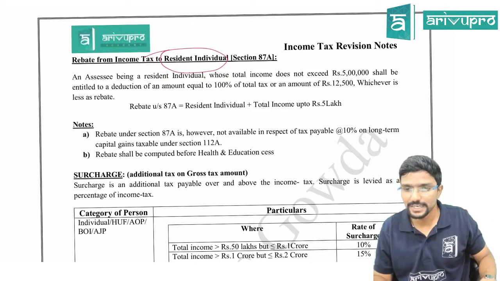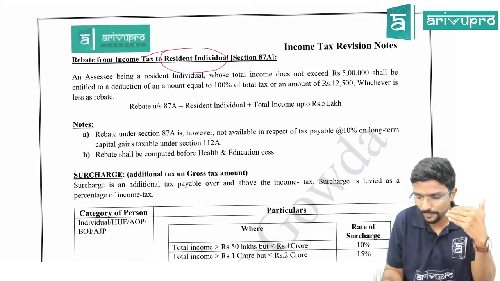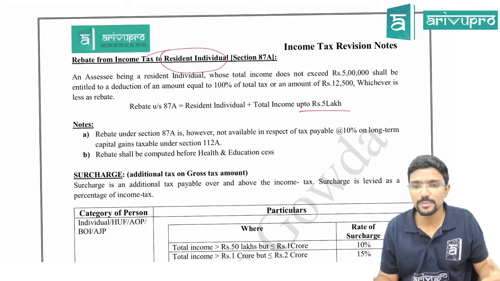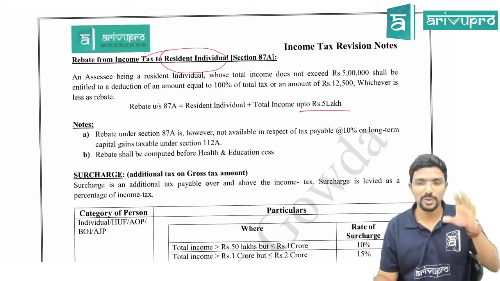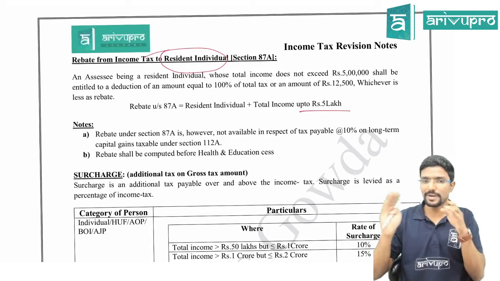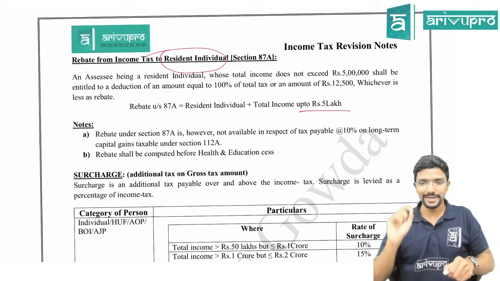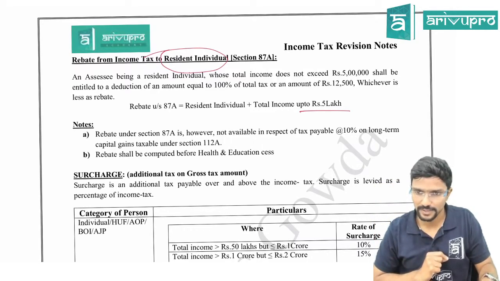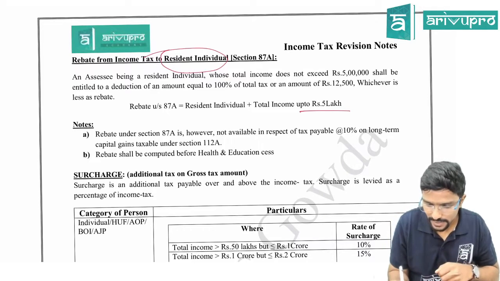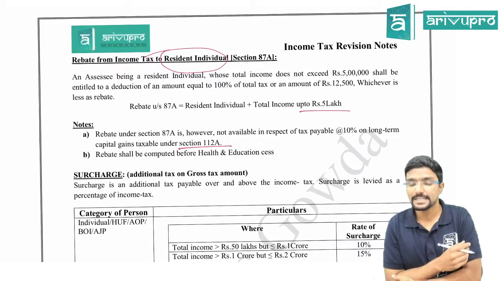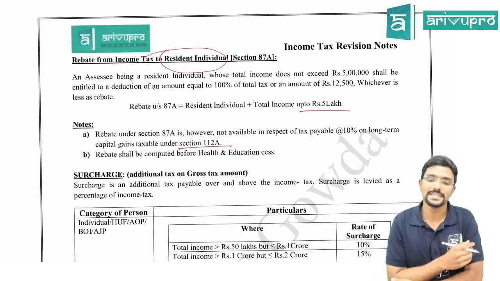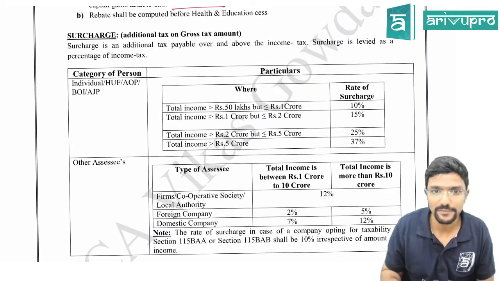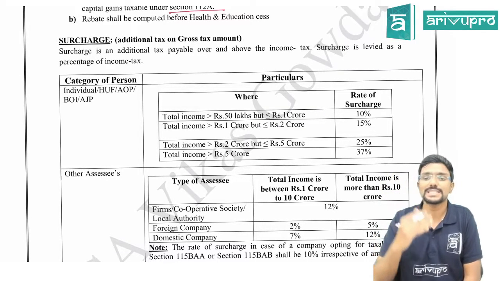If a resident individual's income is up to 5 lakh, then you will be eligible for a rebate of maximum 12,500. It is 12,500 or your tax liability, whichever is lower. And the rebate should be calculated before we calculate health and education cess. One more special point is that rebate is not available against the tax which we pay under section 112A. Clear? Then there is a concept called surcharge, which is additional tax on gross tax amount.